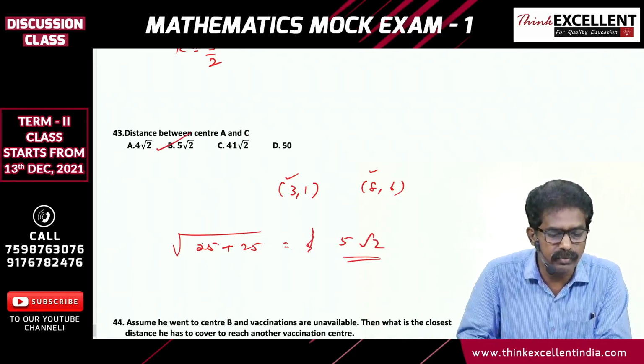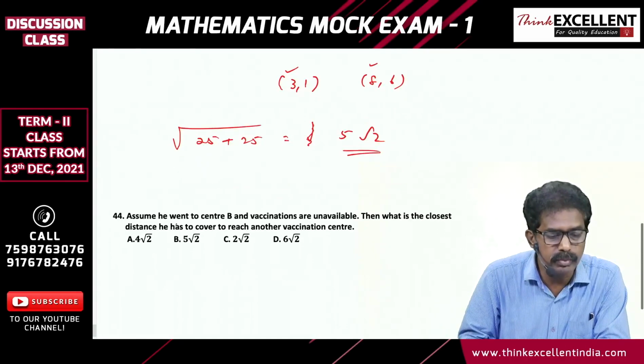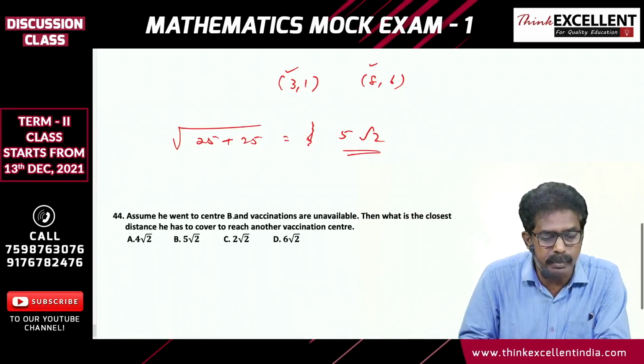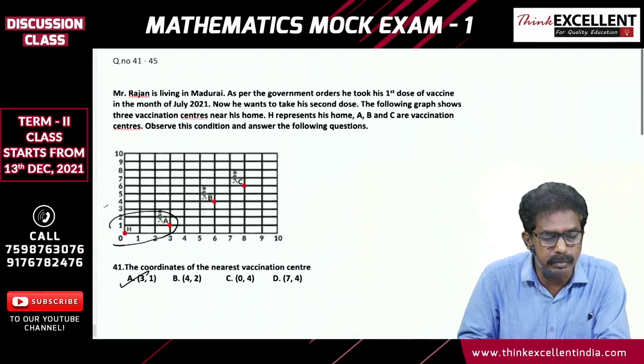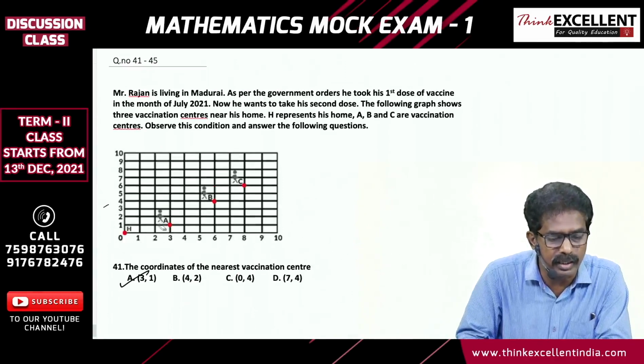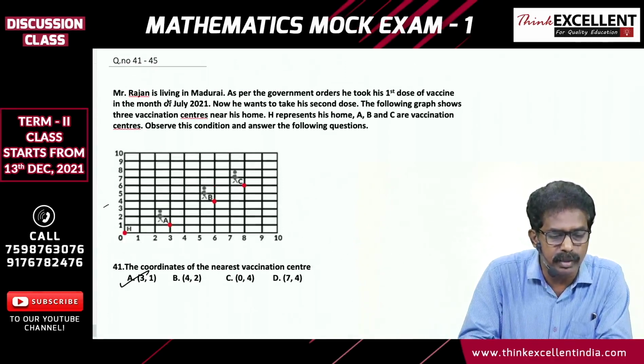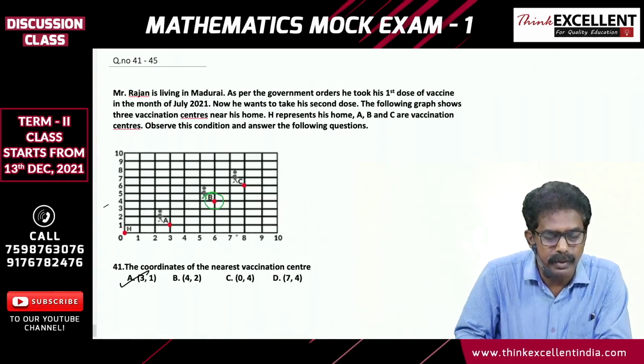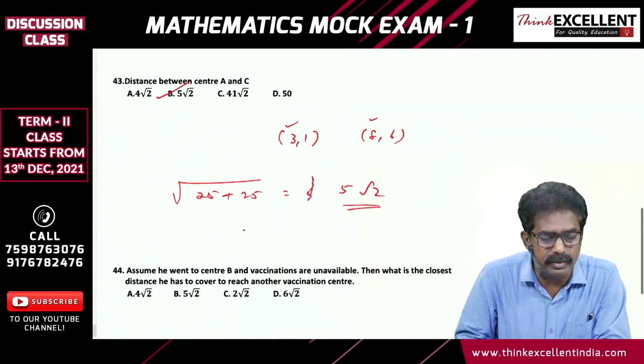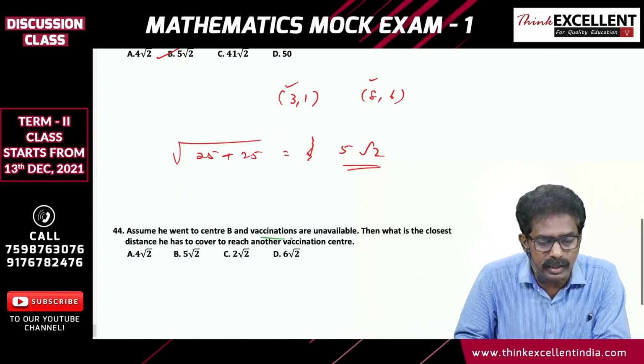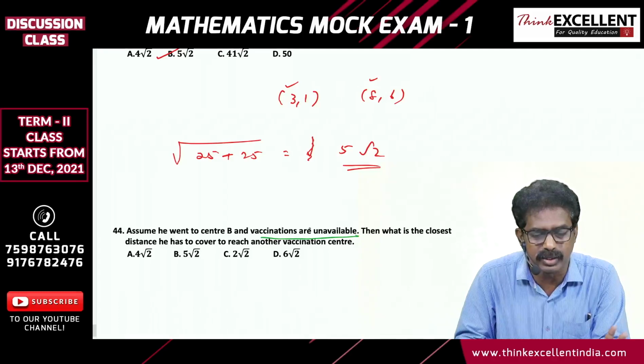Now look at the fourth one. Assume he went to center B. He didn't go to A. He didn't go to the nearest one, but maybe his friend may be there, right? So first he went to B. There, they are telling vaccination unavailable, no stock.